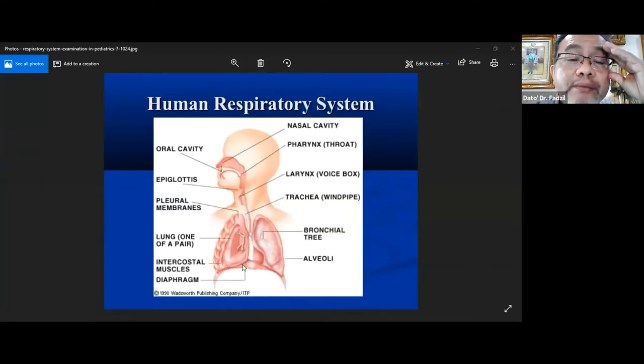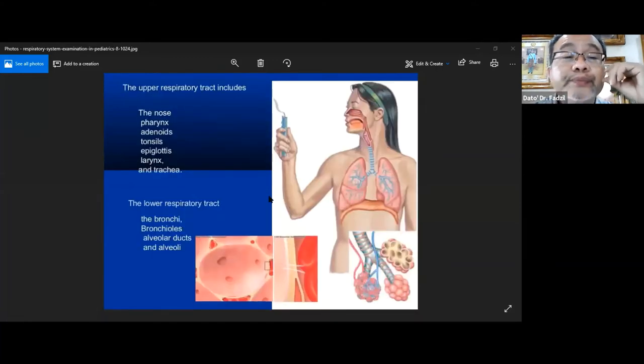Take a look here. The system starts from the nasal and oral cavity, then goes down until your alveoli. And the respiratory system also includes the diaphragm, respiratory muscles, and intercostal muscles; all this we consider as the respiratory system. I think you learned it during your preclinical years.